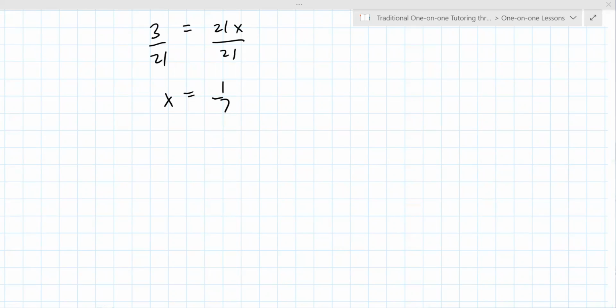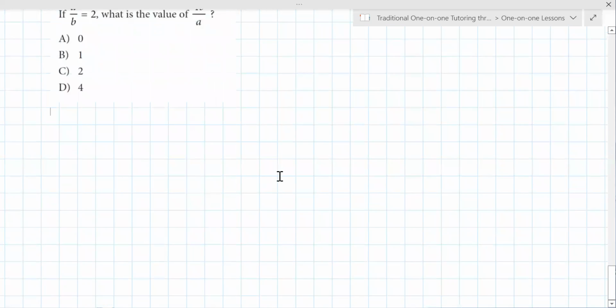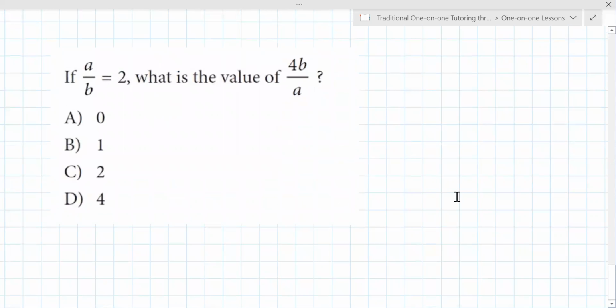Let's look at another problem here. Different type of problem this time. Give me just a moment to get it pulled up here. All right. Could you read this out loud for us, please? If a over b equals 2, what is the value of 4b over a?